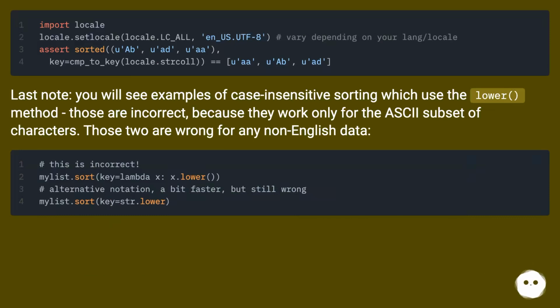Last note, you will see examples of case-insensitive sorting which use the lower method. Those are incorrect, because they work only for the ASCII subset of characters. Those two are wrong for any non-English data.